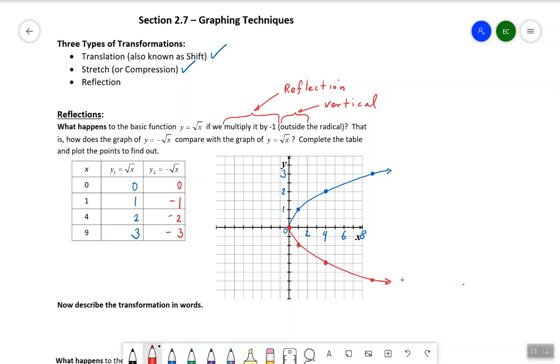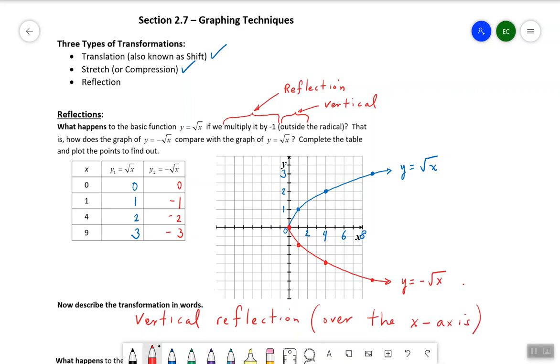So the graph in red is y equals the negative square root of x. The graph in blue is y equals root x. And the transformation in words is a vertical reflection. And it's important to say that we're reflecting over the x-axis.